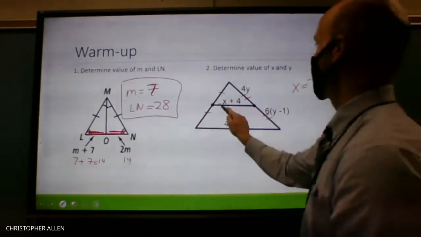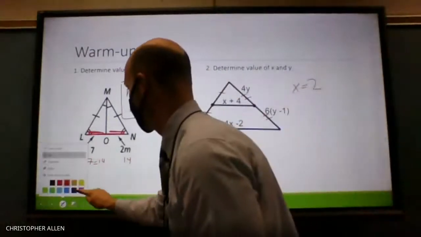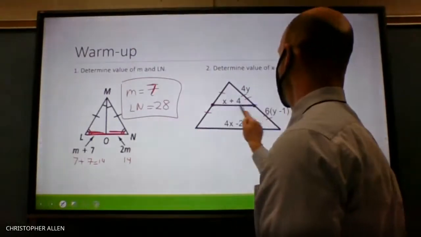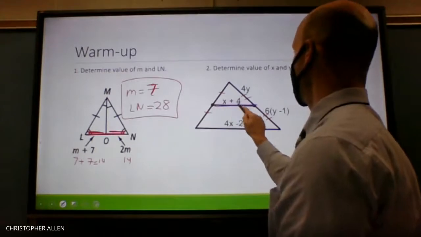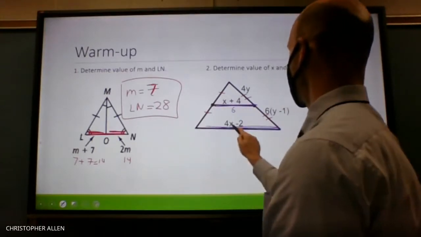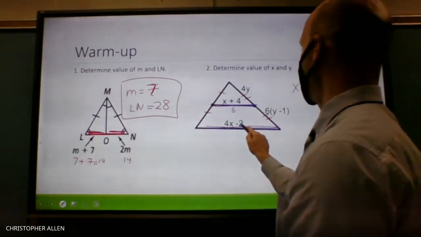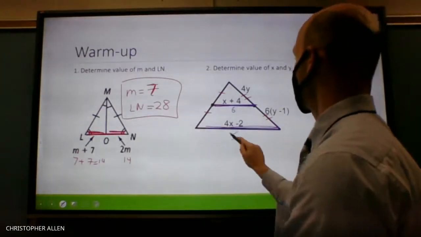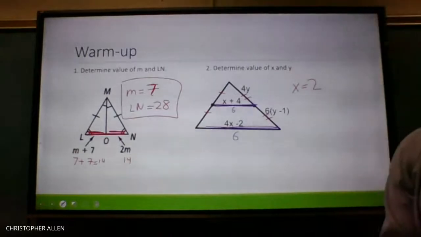So if X is 2, well, let's just talk about it here. Let me get a different color. If X is 2, then this distance right here has to be 2 plus 4. So this is 6. And then this distance down here, if X is 2, that's going to be 8 minus 2, which I think is also 6. Does that make sense?